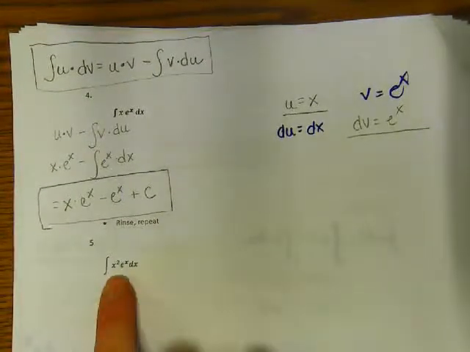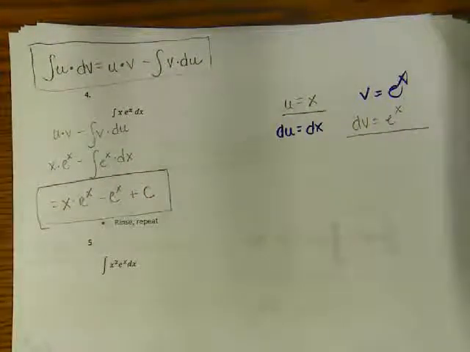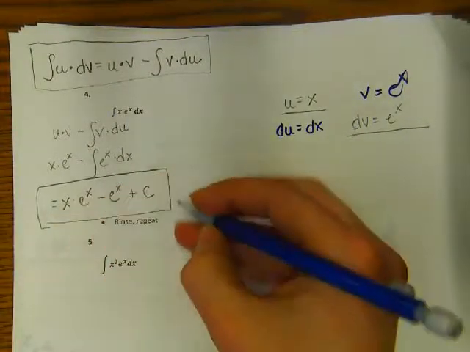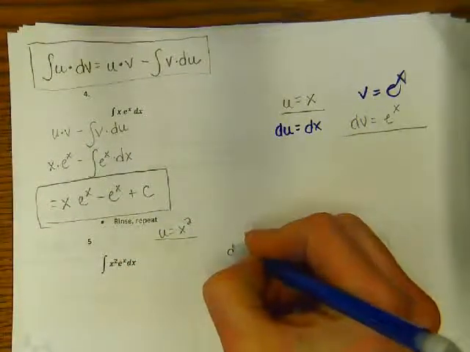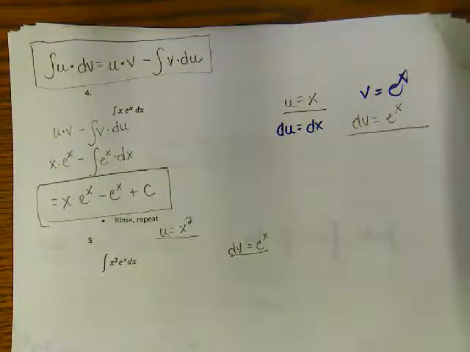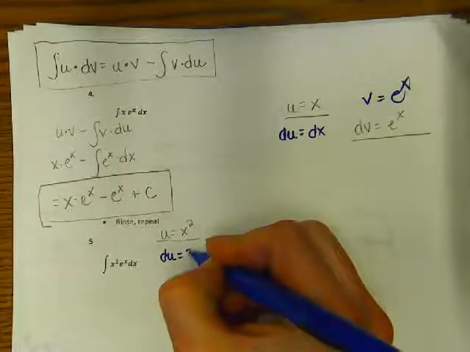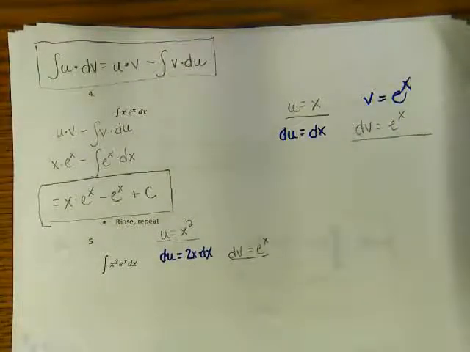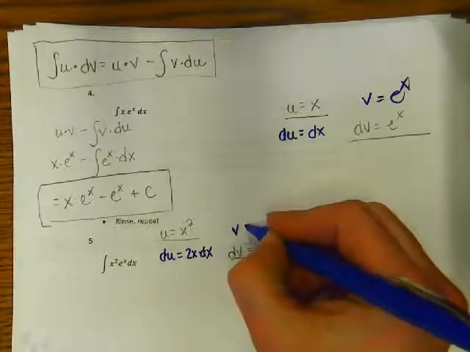So I'm going to go and do this again, and this time, what do you think I'm going to let u equal this time, if I was using the same method as last time? I'm going to let u be x squared, and dv is going to equal e to the x. Okay. Alright, and then du is 2x dx, and what's v? E to the x.